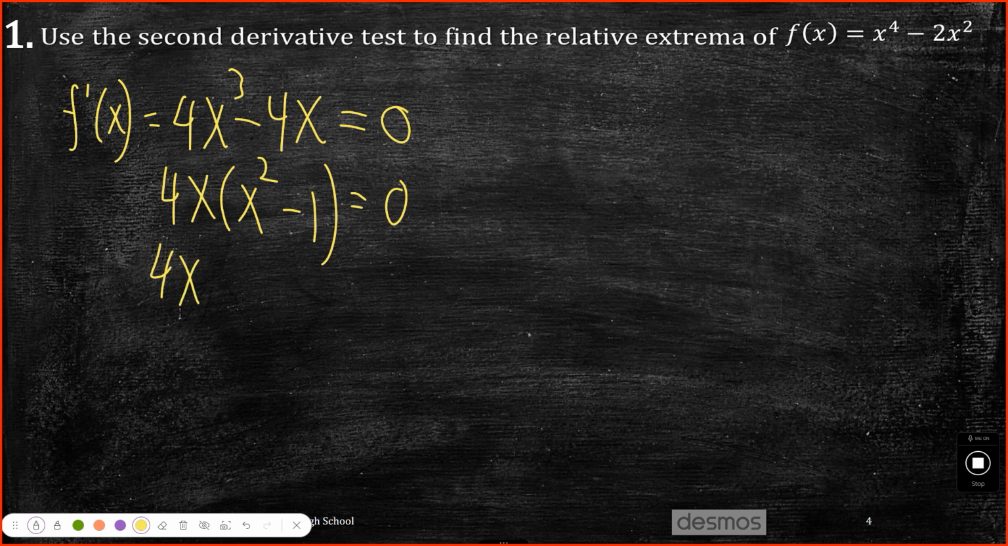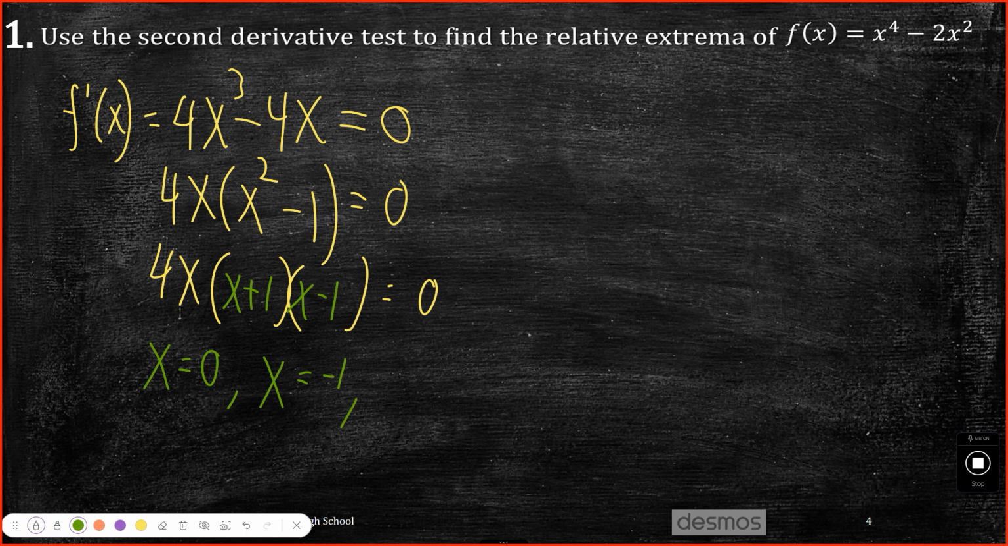So 4x, what is this? The difference of squares. What's the answer for x squared minus 1? X plus 1, x minus 1. So x equal to 0 is a possible extrema. X equal to negative 1 is a possible extrema. X equal to 1 is a possible extrema.